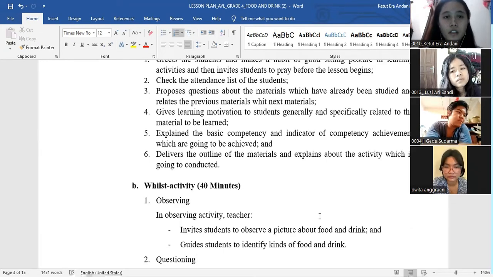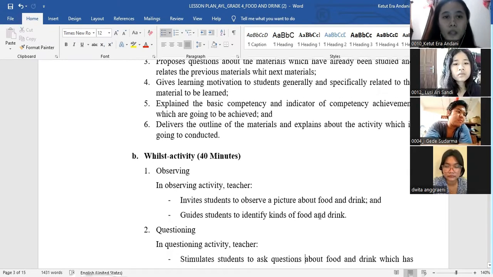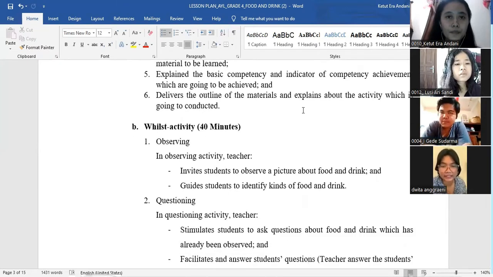Number 4, gives learning motivation to students generally and specifically related to the material to be learned. Number 5, explains the basic competency and indicator of competency assessment which are going to be achieved. And the last one, delivers the outline of the material and explains the activity which is going to be conducted. Okay, the next explanation will be given by Lucy Arisandi. Time is yours.